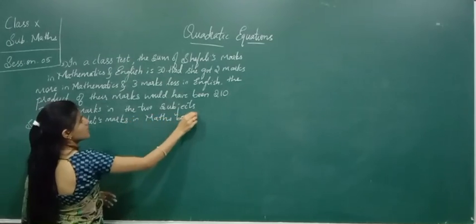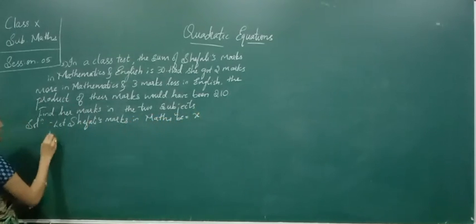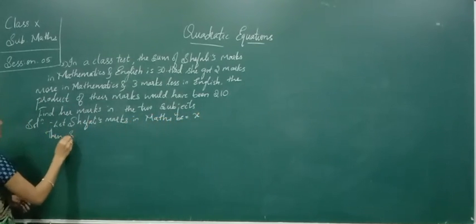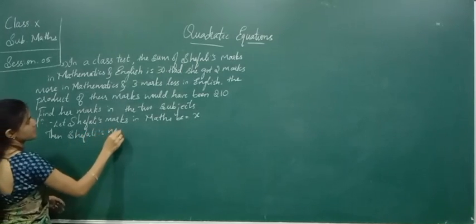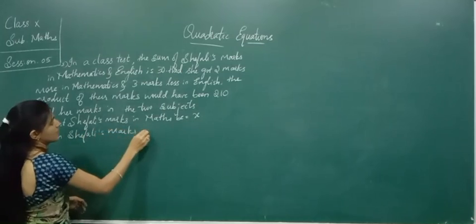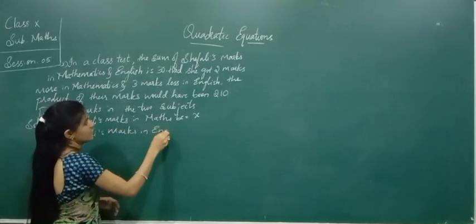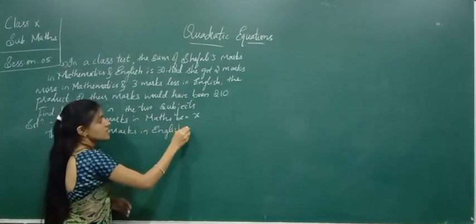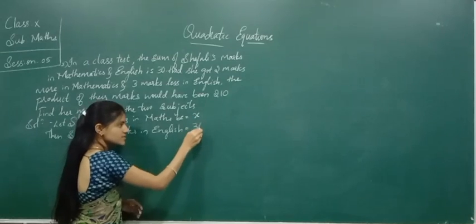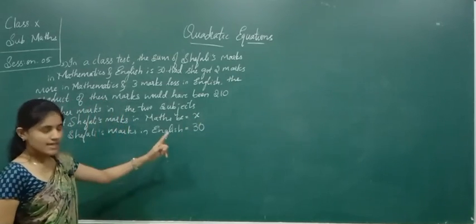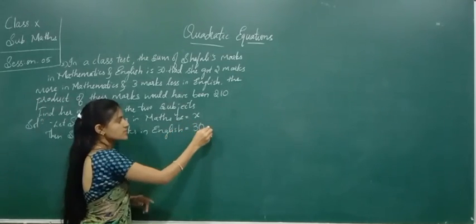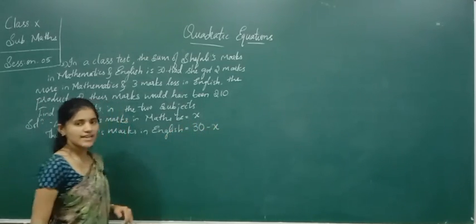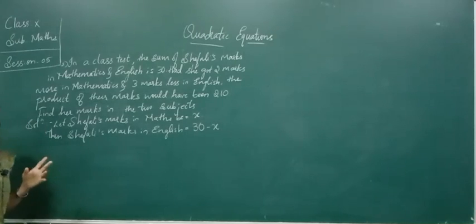Let the marks in maths be x. Then Shefali's marks in English will be equal to what? The total marks itself is 30. Among that, x marks she has already scored in maths. Then the remaining marks will be in English. That is why we write that as 30 minus x.